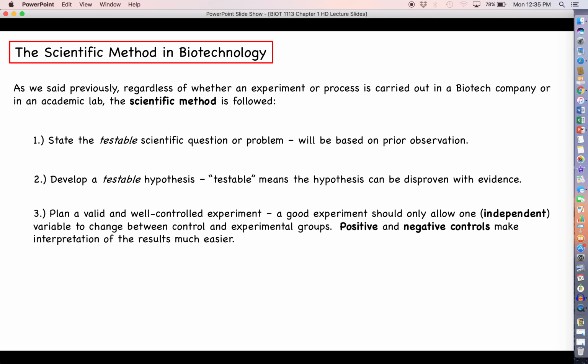So once you have your hypothesis, you want to plan a valid and well-controlled experiment. You can't just go crazy and go into the lab thinking you're just going to throw beakers all over the place and come up with some sort of data that leads to a conclusion. You've got to make sure that you design your experiment well. A good experiment should only allow one independent variable to change between control and experimental groups. So your independent variable is essentially the nature of what you're testing in a particular experiment.